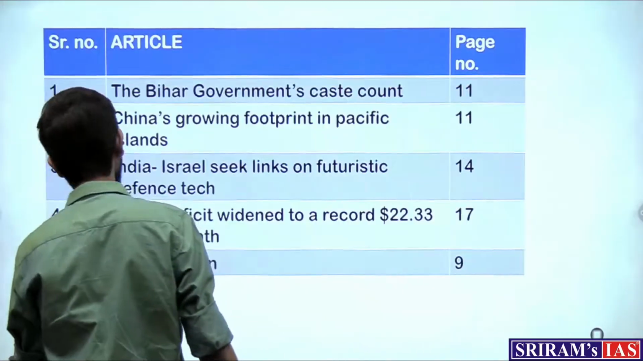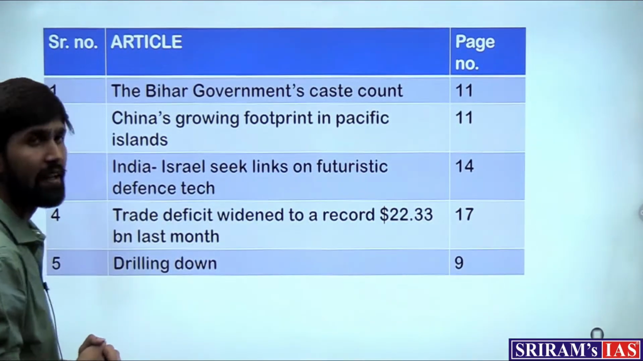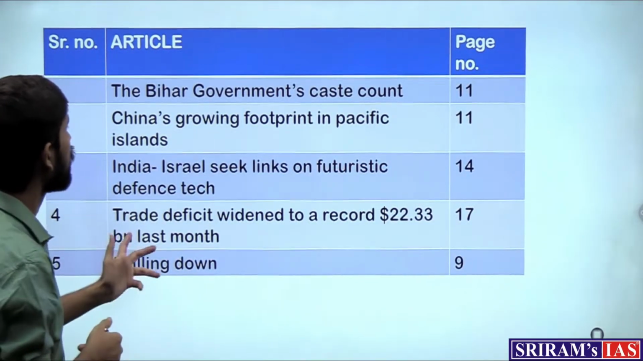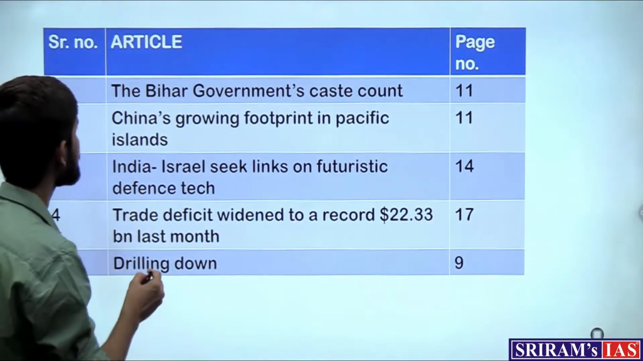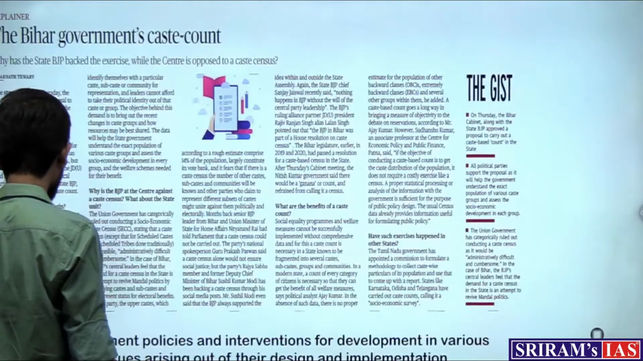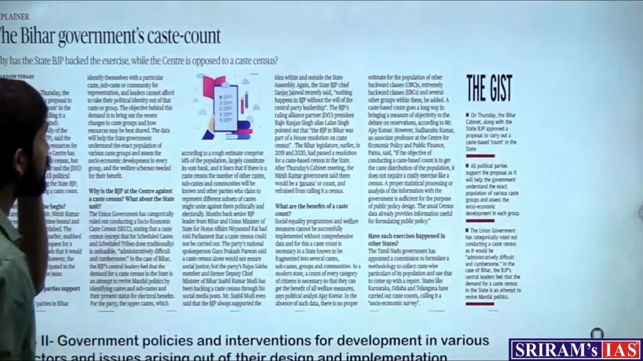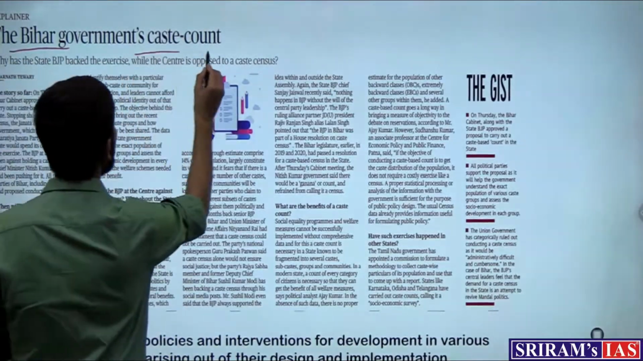So the articles which are appearing on your screen are taken from the Delhi edition of the Hindu newspaper dated 3rd June. These are the 5 important articles. Let's start with taking up the first important article for the day. The first article which appears in the newspaper reads, "The Bihar government's caste count."